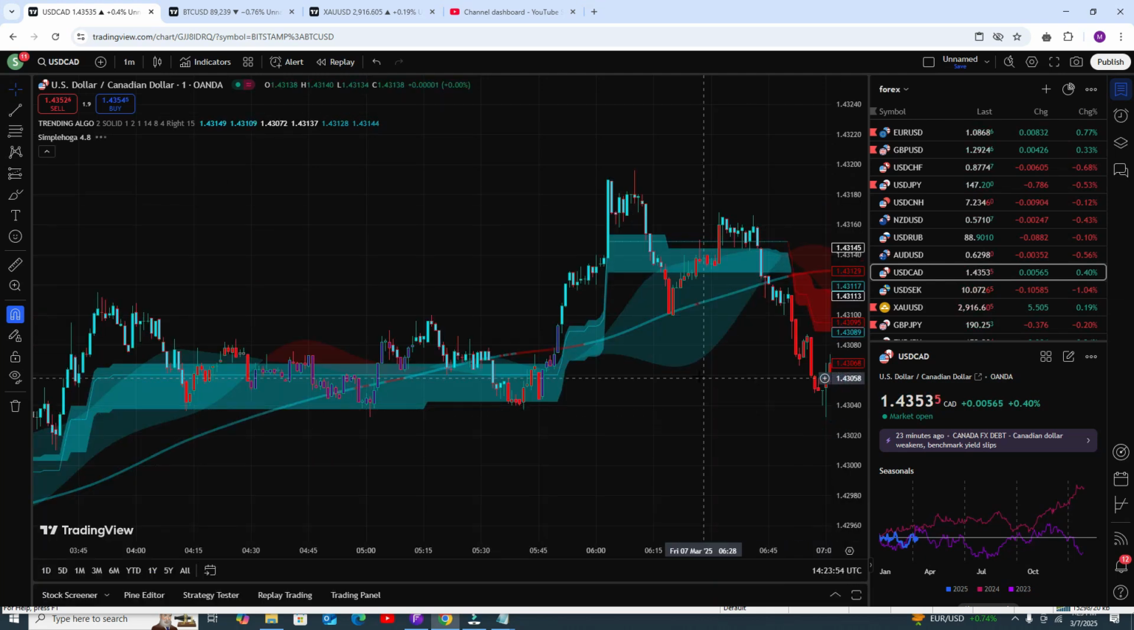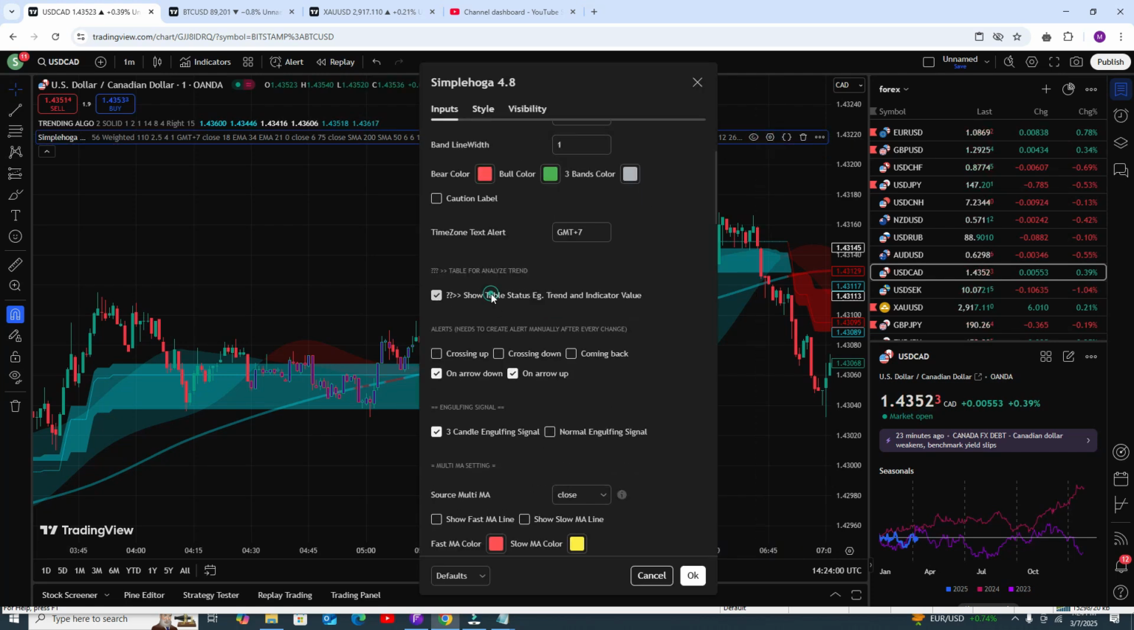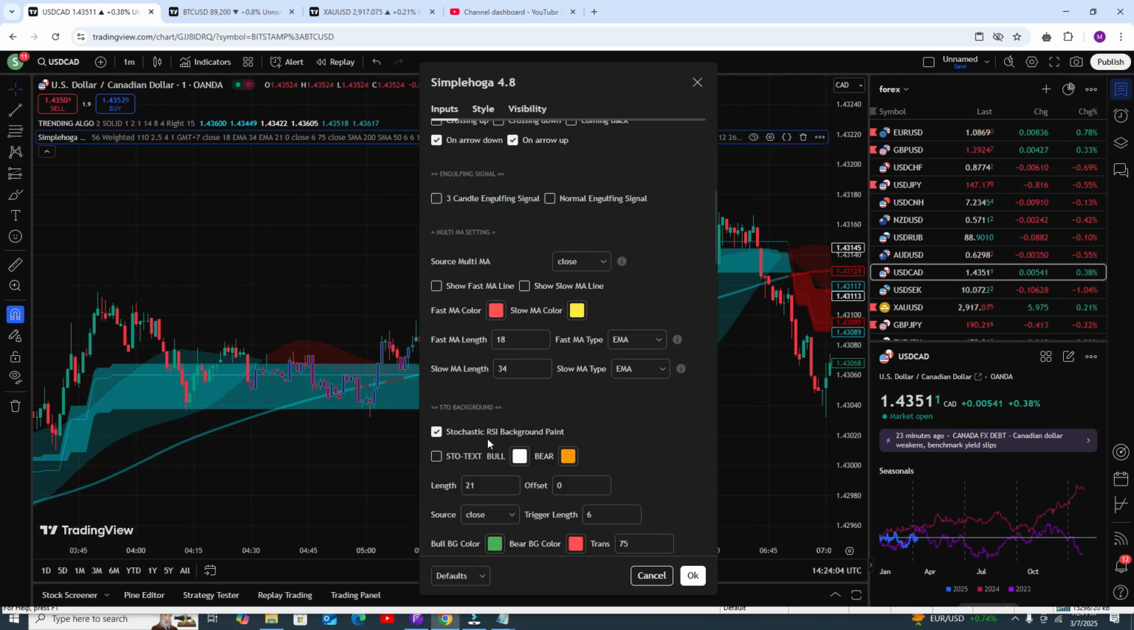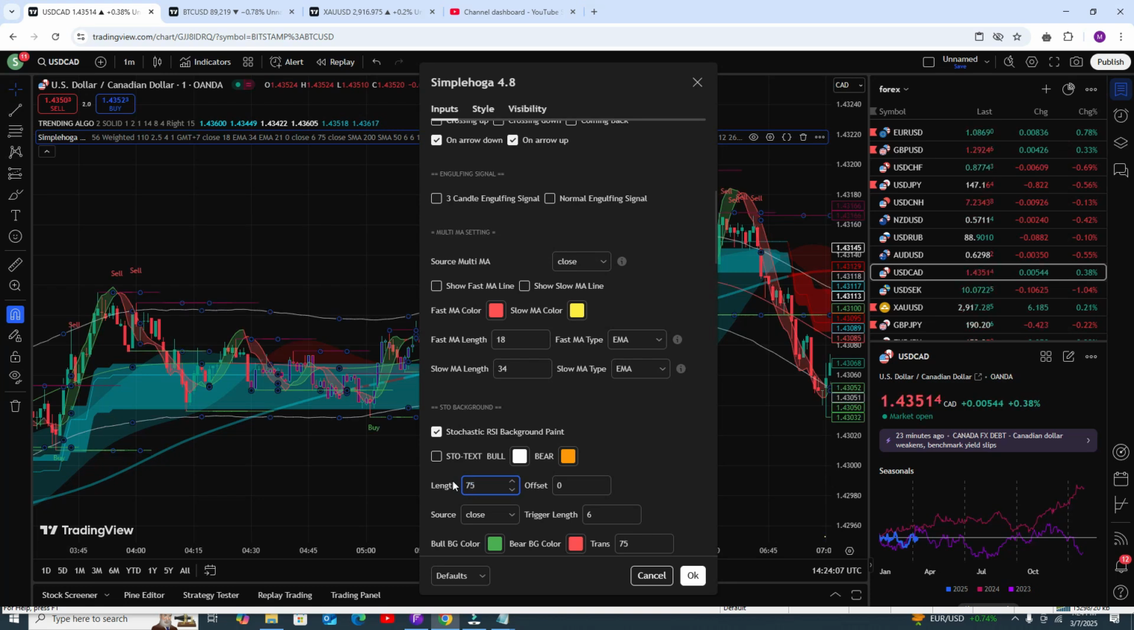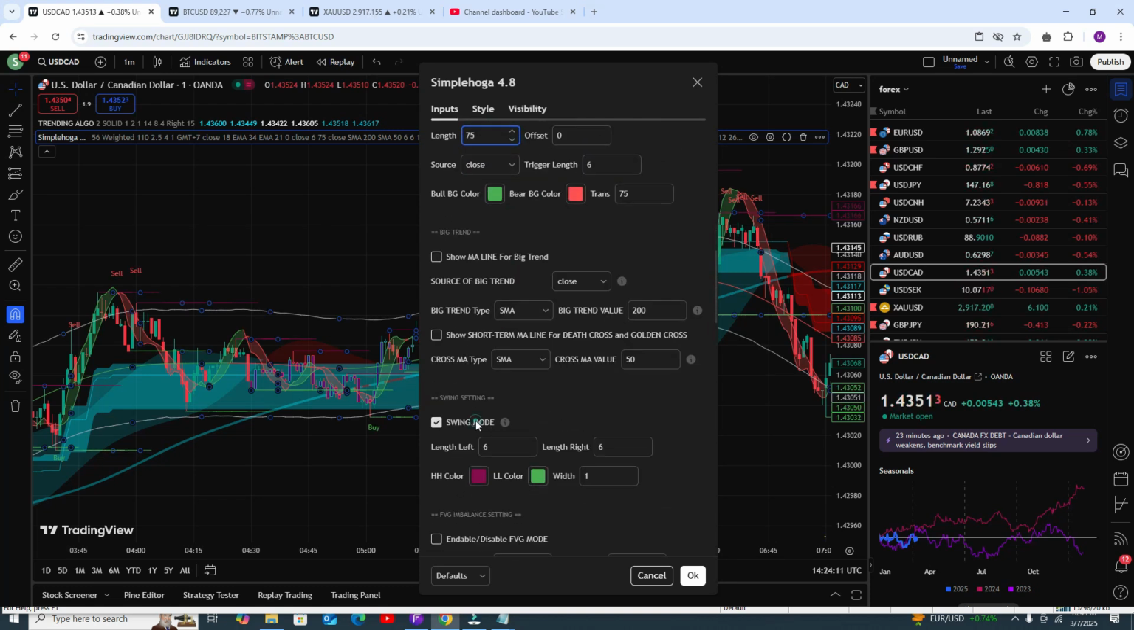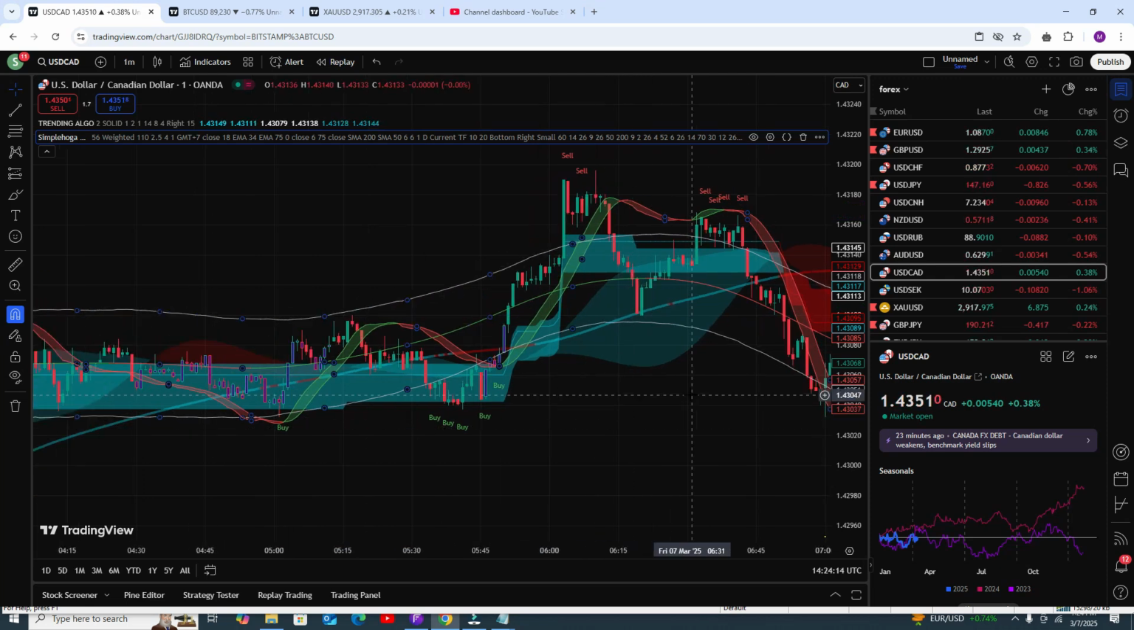After clicking on add to chart, you need to do some very simple settings. Just go to the settings of the indicator, uncheck the table, uncheck the influence signal RSI 75, go slowly down and uncheck the swing mode. That's okay. Now your indicator is set and you can enjoy the profit.